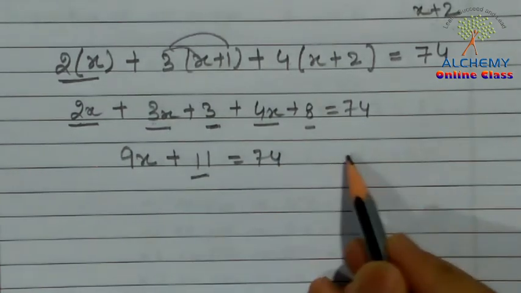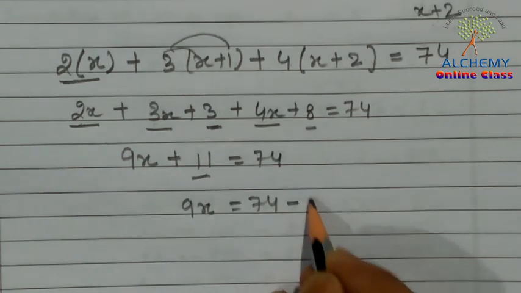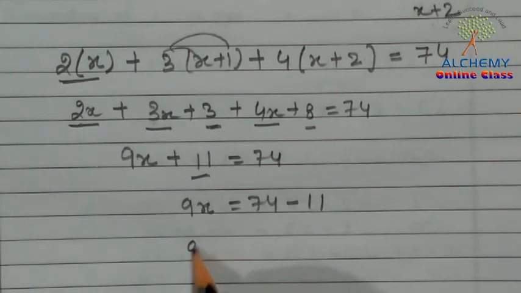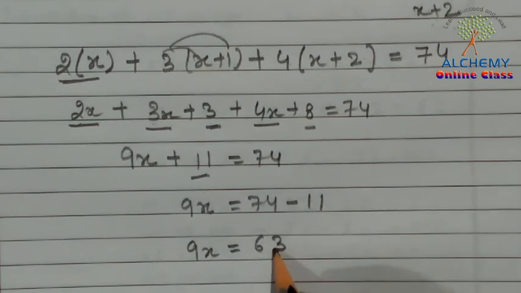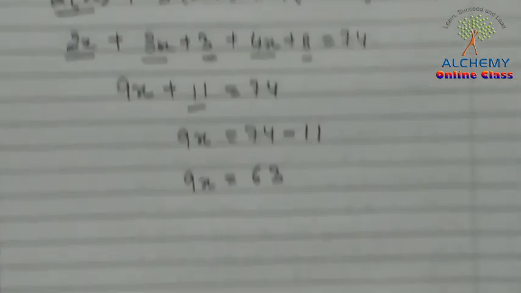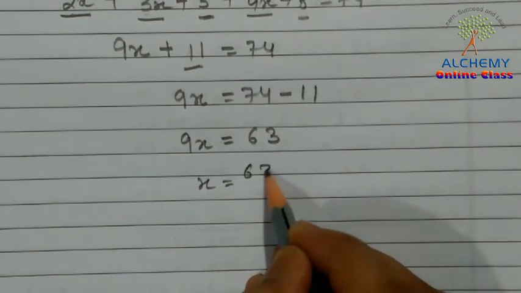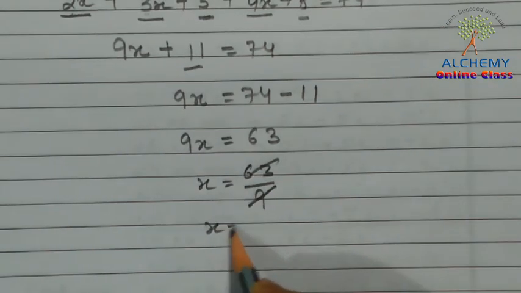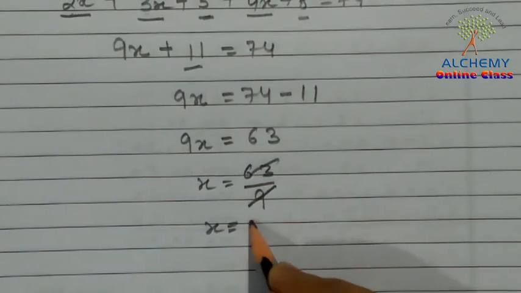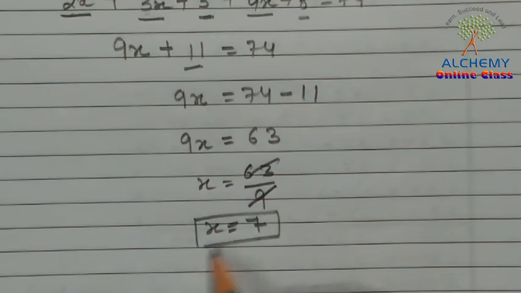This 11 will be taken to the other side. We get 9x is equal to 74 minus 11, and 9x is equal to 63. Okay, to find the value of x, 63 will be divided by 9 and we get x is equal to 7. So the value of x is 7.